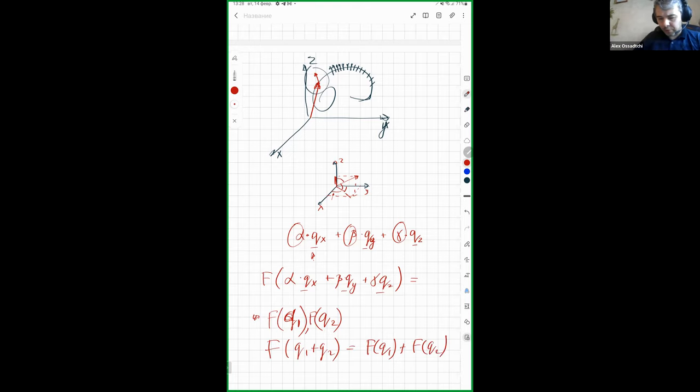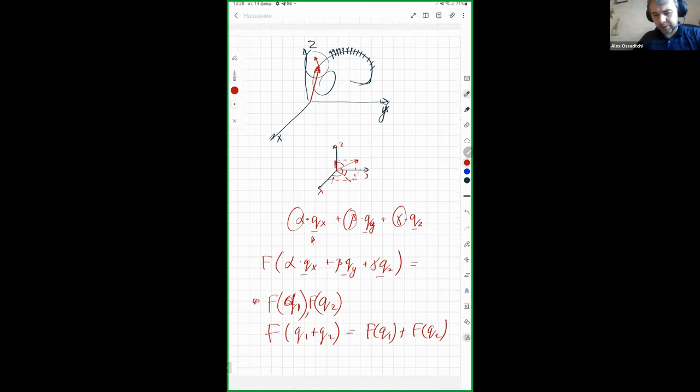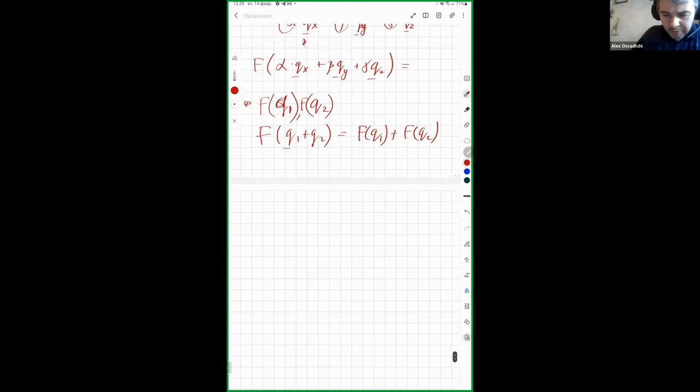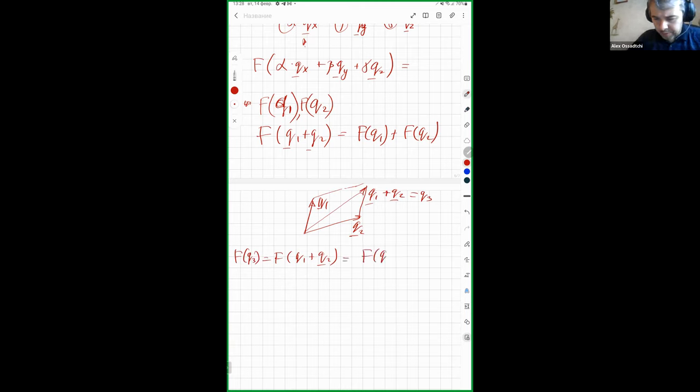Okay, so those are vectors, right? If you have, this is your physical vector Q1, in 3D physical space, and you have vector Q2, then according to the parallelogram rule, this is vector Q1 plus Q2. Then the field produced by the sum of these two, which is equal to Q3, for instance, is equal simply to the field of Q1 plus the field of Q2.